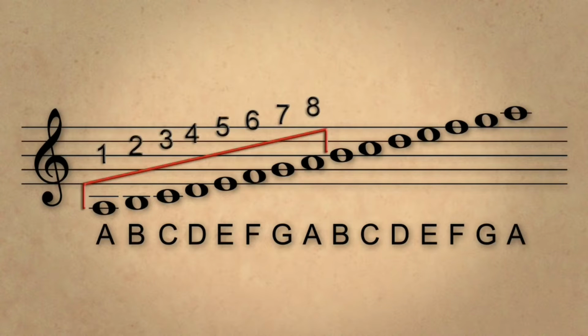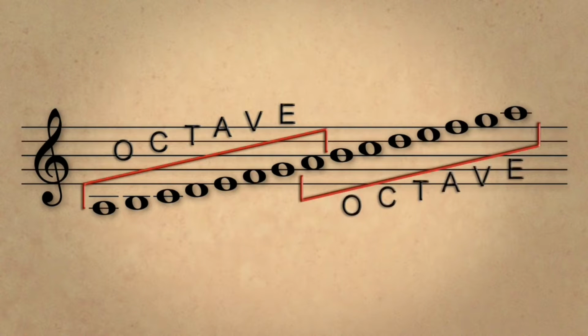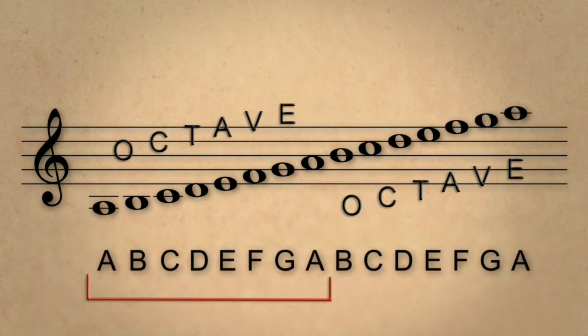The distance from one A to the next is called an octave, which comes from the Latin octava, meaning 8-part. We can now read 2 octaves of music on the treble clef. The low A to the middle A is 1 octave. The middle A to the A above the staff is the 2nd octave.